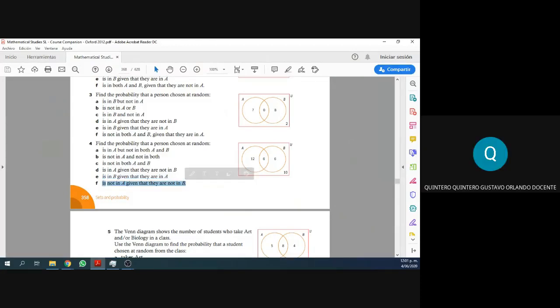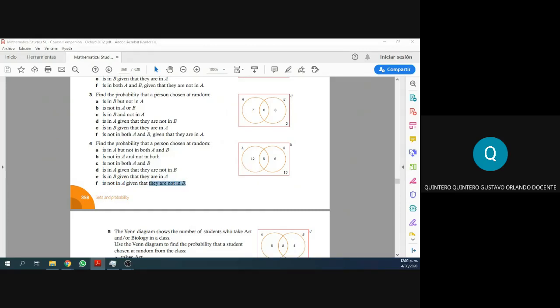Okay. All right, let's continue with the last one, all right? The last one. Find the probability that a student chosen at random is not in A, given that they are not in B. This is the condition. They are not in B.